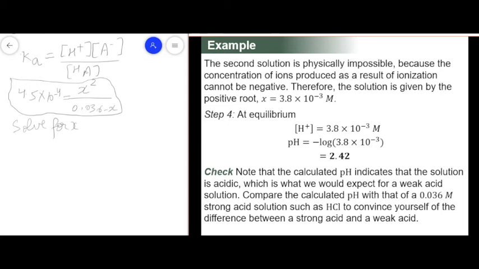So whenever you have a strong acid, whatever is the concentration of the acid, that is the concentration of the proton, as long as it only produces one proton in the reaction. And if it's a weak acid, we do the ice table.